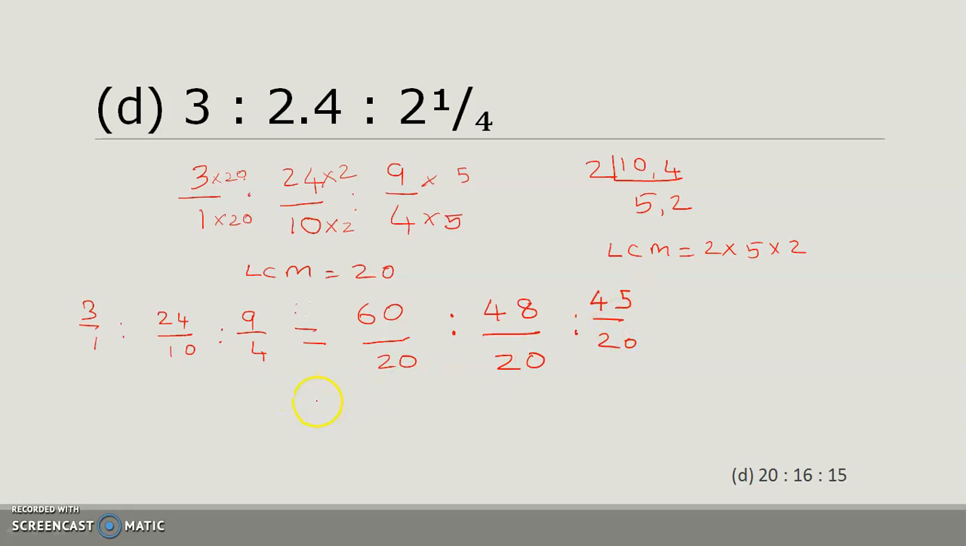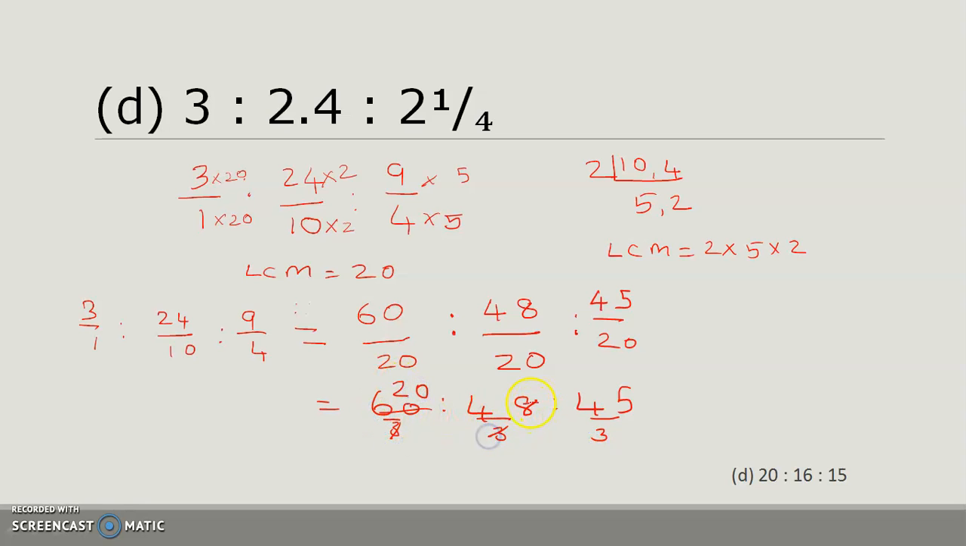So this is equivalent to 60 is to 48 is to 45. Now all these three numbers 60, 48 and 45 are divisible by 3. So again I am simplifying it. If I have a common factor, I can simplify it. If I divide each and every number by 3, what will I get?